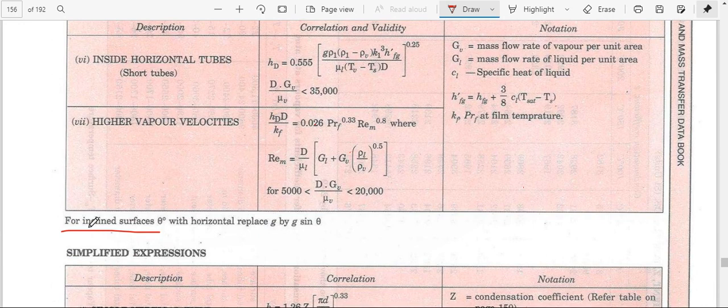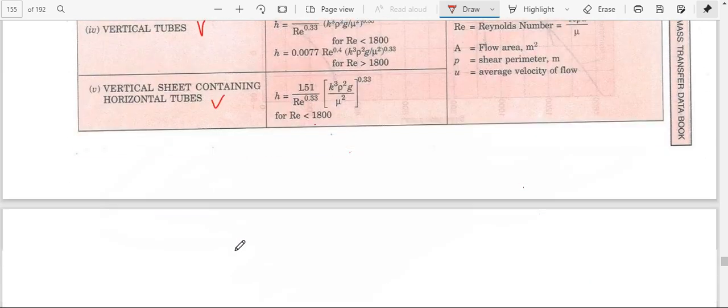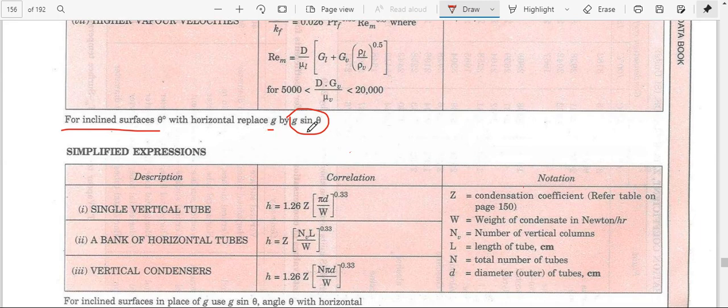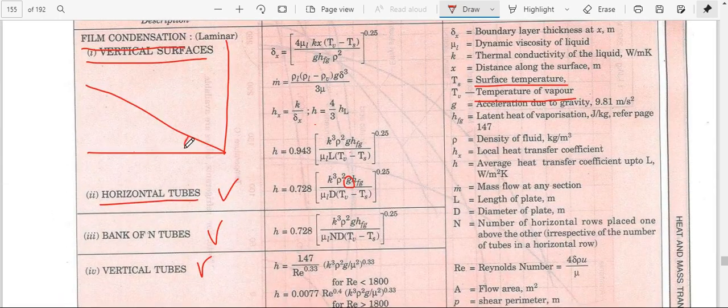In the bottom of the table, for inclined surfaces with theta to the horizontal, replace g by g sin theta. In the case of inclined plates, we have a horizontal plate like this, a vertical plate, and this is the inclined plate. We have to replace g with g sin theta, where theta is measured from the horizontal. This is the theta value.